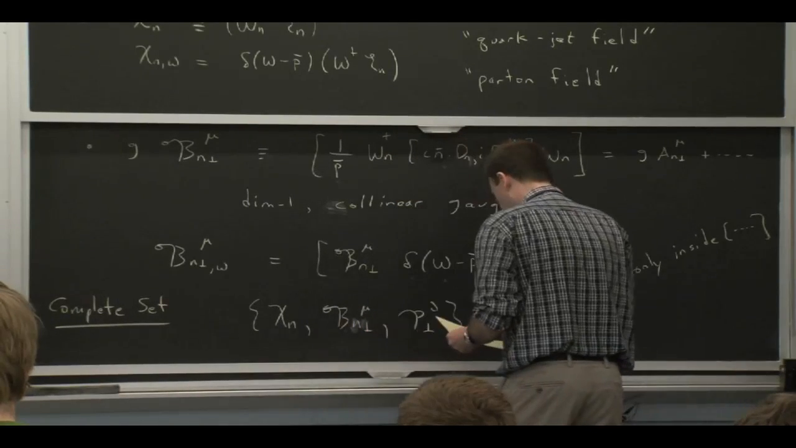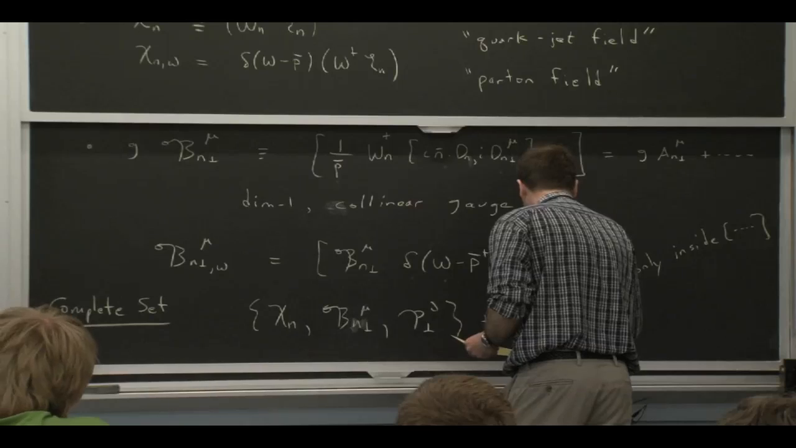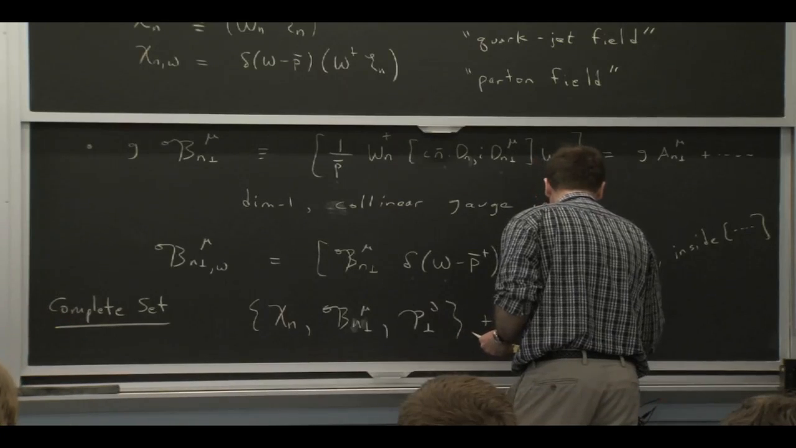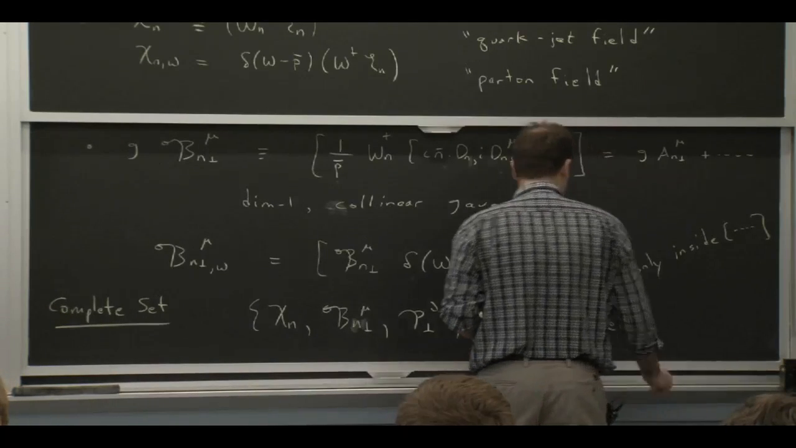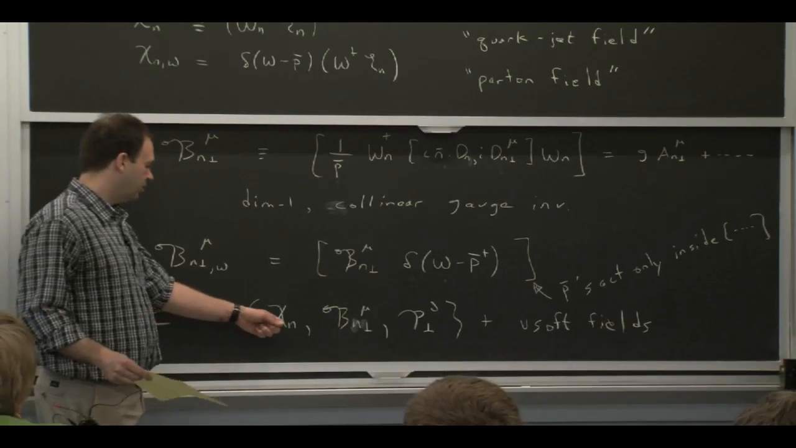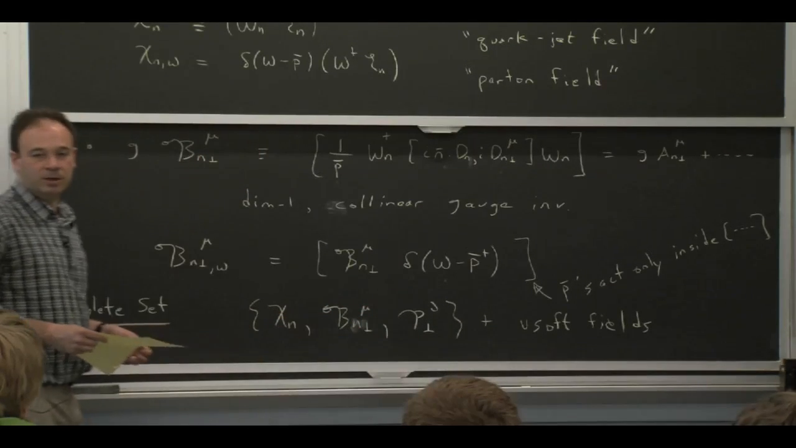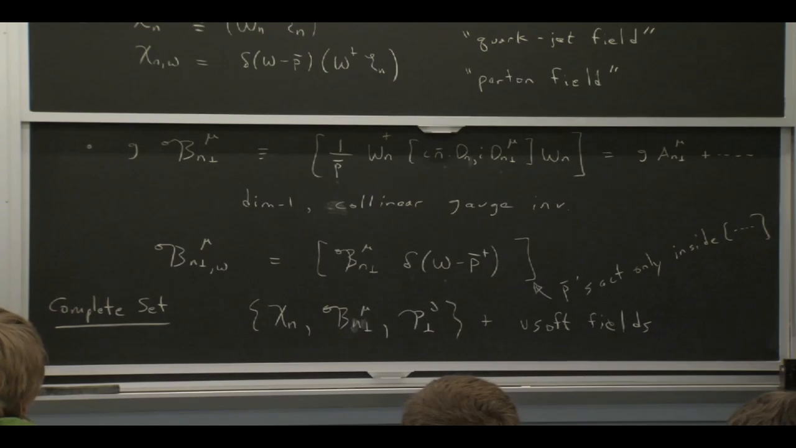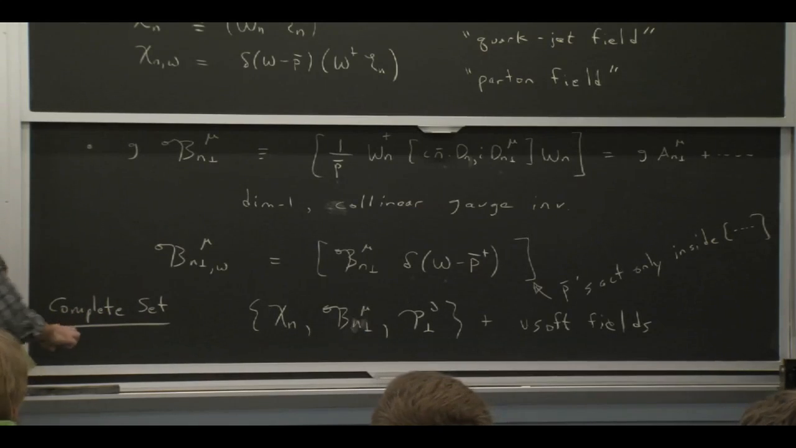And then you could also have ultrasoft fields, where it's really similar to how you're used to building operators in effective field theories. But if you just want to talk about the collinear sector, the only things you need are this chi_n, this B_n field, and then P_perp, and no other things. That's to go just one order? All orders. So why aren't there any? I'll talk about it. We'll show you.